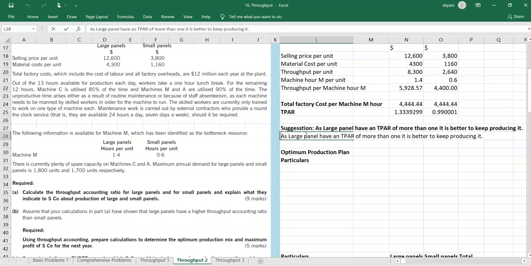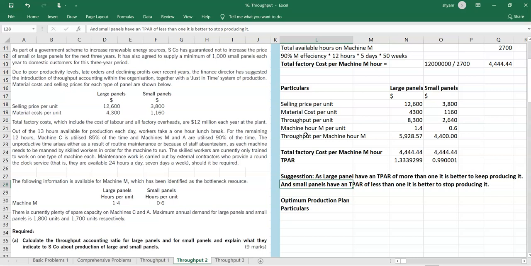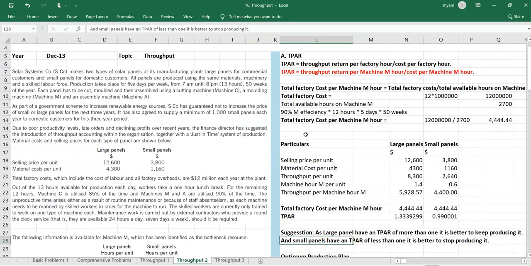Also, small panels have a TPAR of less than 1, it is better to stop producing it. Okay, so we have to produce the large panels, but small panels, as it is less than 1, we have to stop it. Okay, so that's what the first A part of the question has indicated. Okay, this is what the A part of the question is.